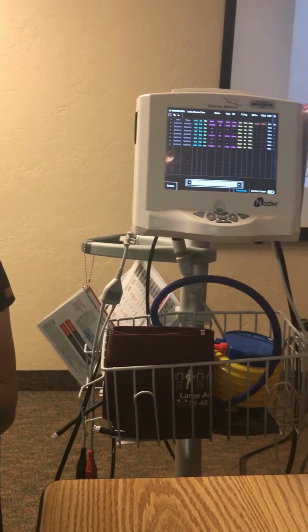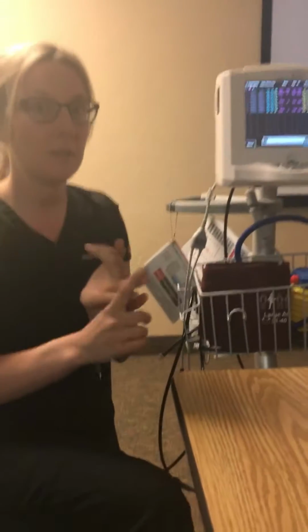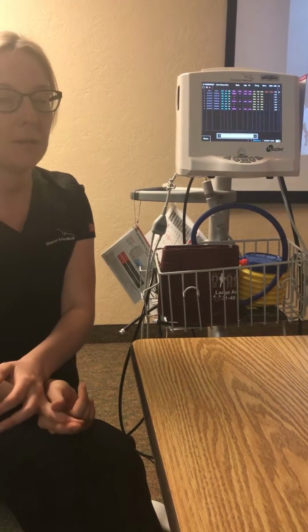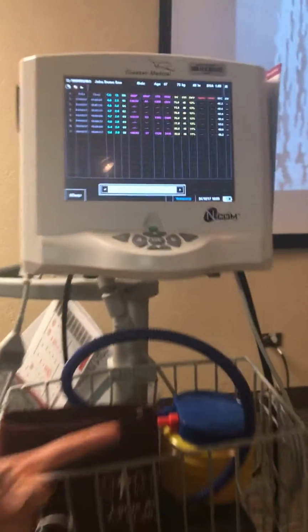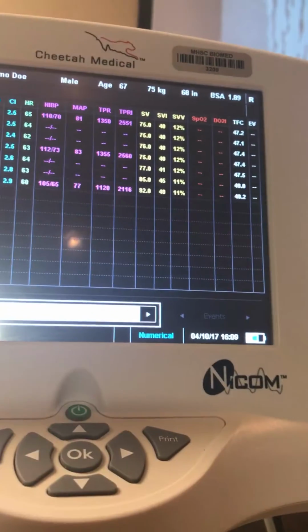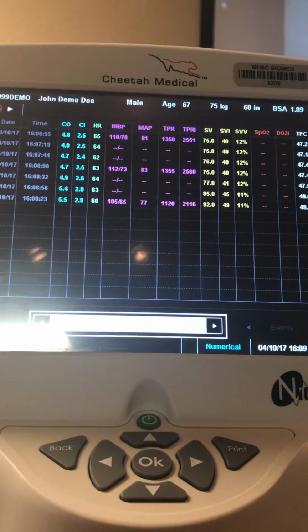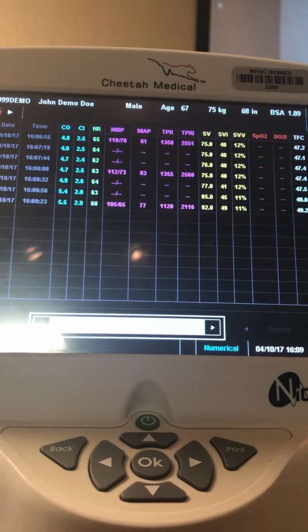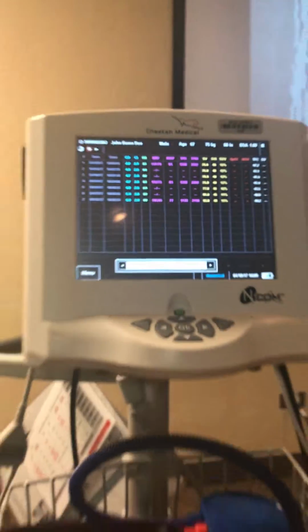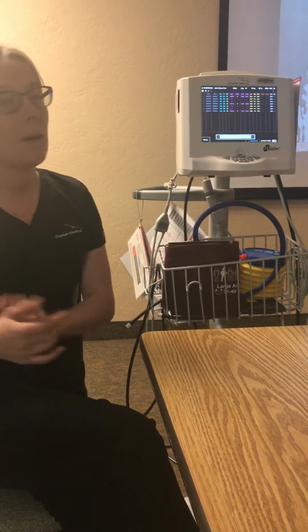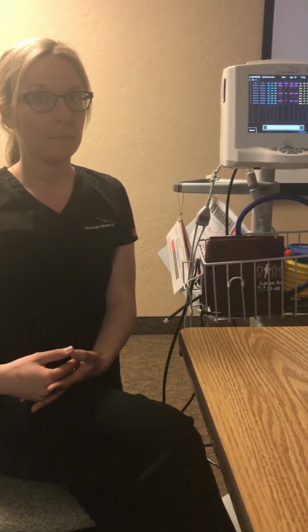Also, you don't have to do a passive leg raise or fluid bolus to assess if your patient's preload responsive. You can just watch your trends. As you give fluid, if stroke volume index goes up, this number right here, great, your patient is preload responsive. If you're giving fluid and it's going down, your patient is not fluid responsive. Consider maybe slowing down your bolus, or fluid's not the answer. You can talk to your doctor to see what other method you want to go with.